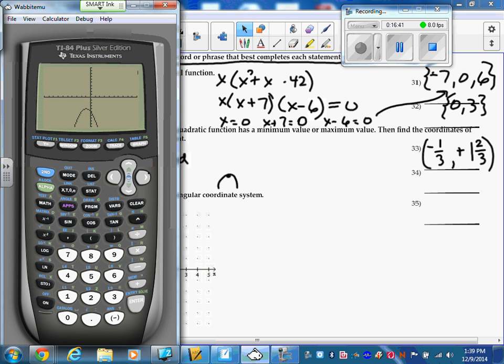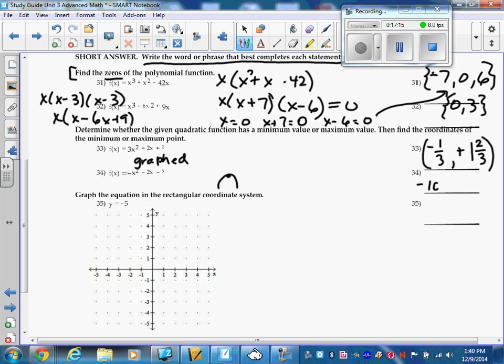So this one's going to have a maximum, and the maximum is going to be in there. So I can do my trace feature again, but this time I'm going to select maximum because this one has a maximum and not a minimum. So move my cursor to the left of where that is, press enter. Move my cursor to the right of where that is, press enter. And then closer to the actual maximum, and you can see that it's negative 0.99995, negative 4. So I'm going to go ahead and call that negative 10, negative 4, for my minimum.